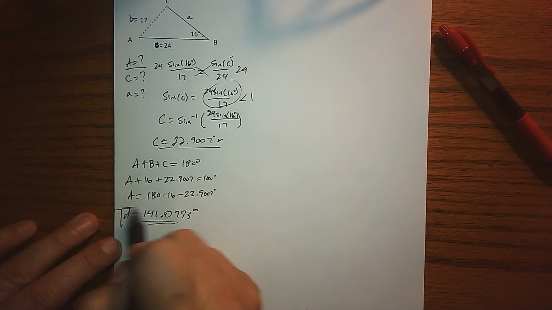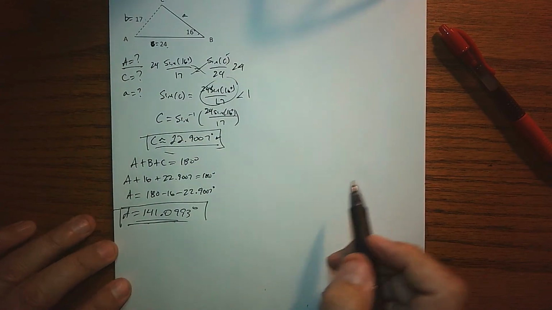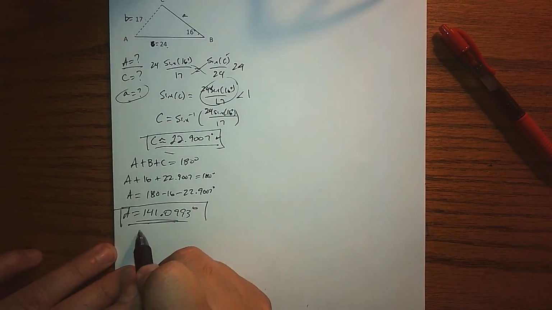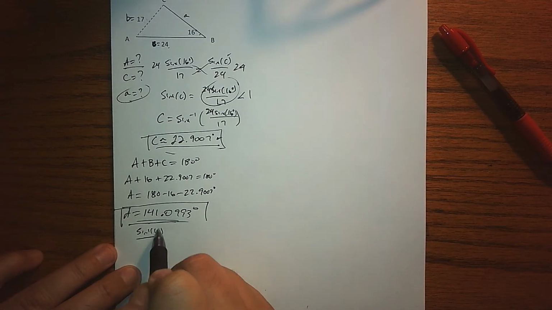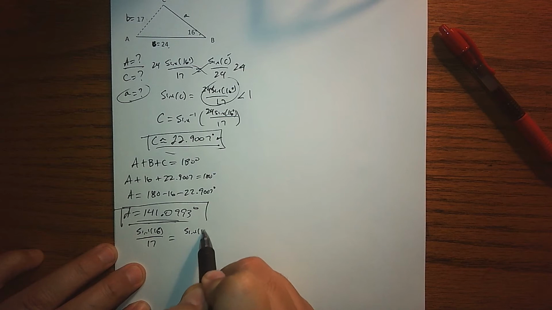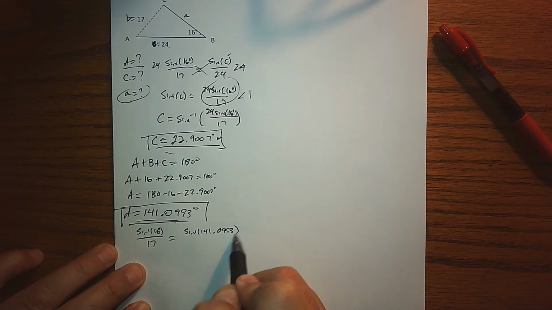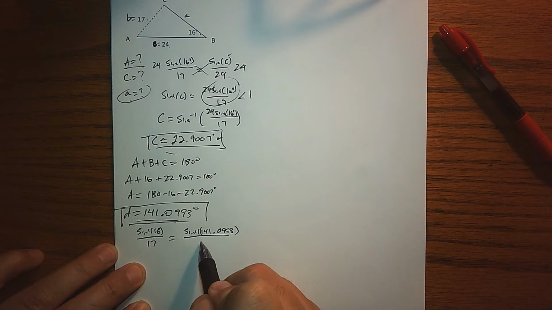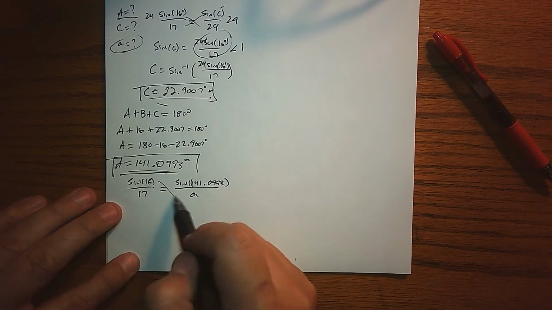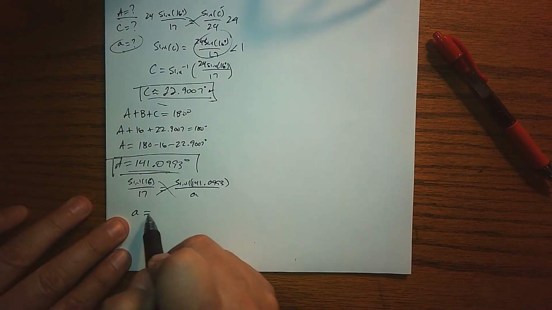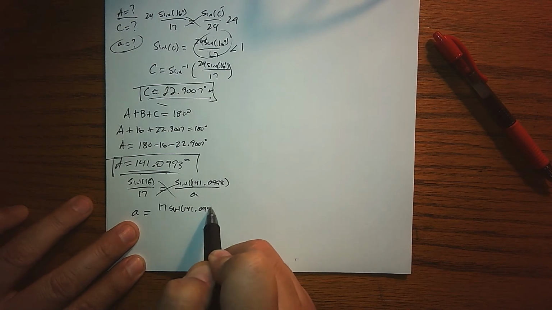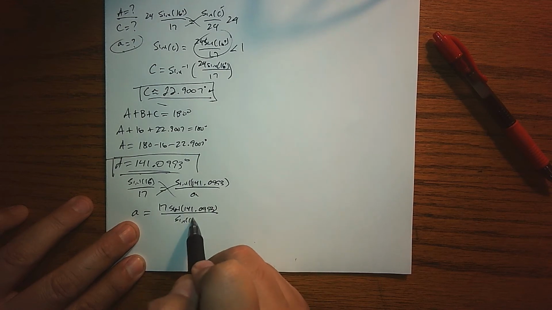Okay, so we have that and that. To finish this off, we just need to find the side A. What we can do there is use the fact that the sine of 16 over 17 is equal to the sine of A, which is 141.0993, all divided by whatever A is. The math is pretty much the same as the first case: cross multiply and divide. We end up getting that A is 17 times the sine of 141.0993, all divided by the sine of 16.